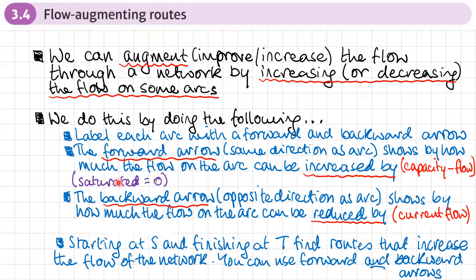That's the forward arrow. Now the backward arrow, which is going to be the opposite direction to the direction of the arc, shows by how much the flow on the arc can be reduced by. And this is equal to the current flow. So if an arc has a current flow of 6, it means that the flow on that arc can be reduced by 6. Now what we do, we start at S and we finish at T, and we find routes that increase the flow of the network. Now we can use forward and backward arrows to do this.